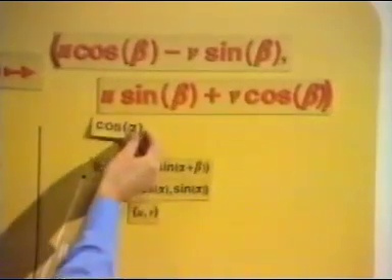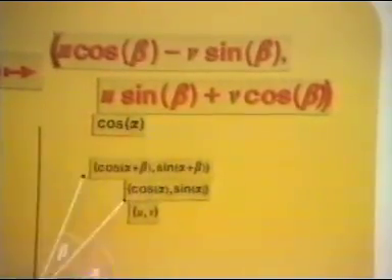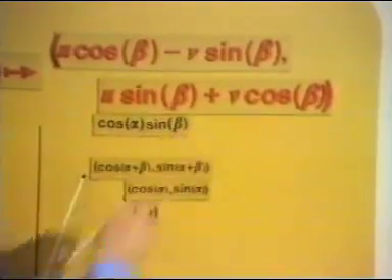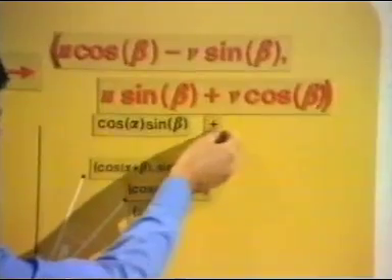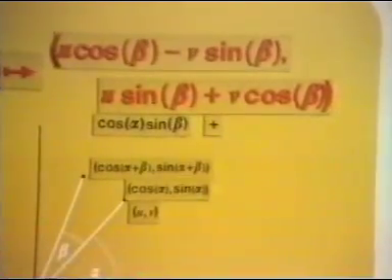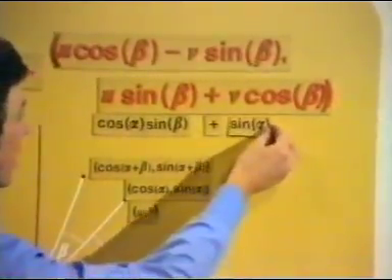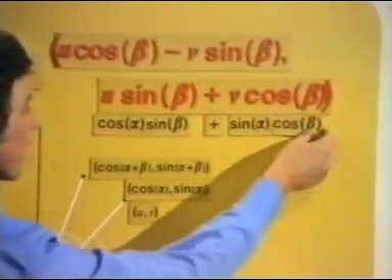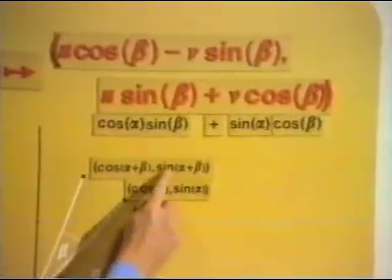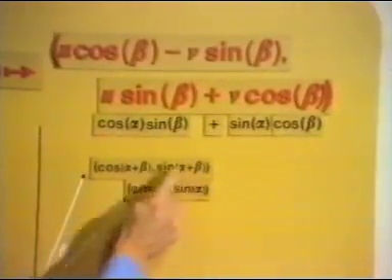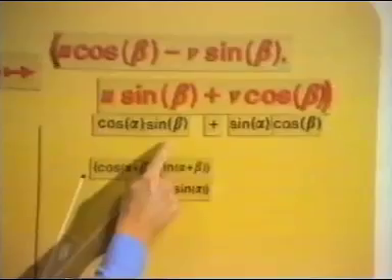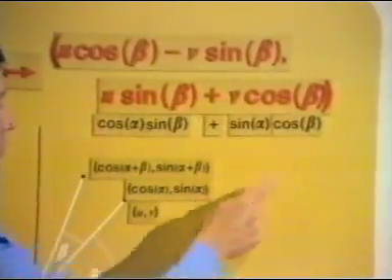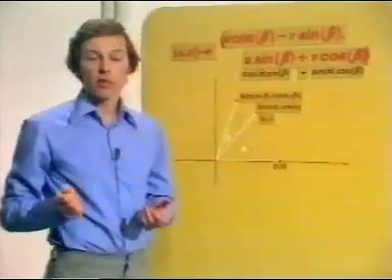u we now know to be cos alpha. Sine beta we don't have to do anything about. Add v. Now v we've just seen is sine of alpha times cos of beta. And there's our formula. Sine of alpha plus beta is cos of alpha times sine of beta plus sine of alpha times cos of beta. So that's it. We've got our formula.